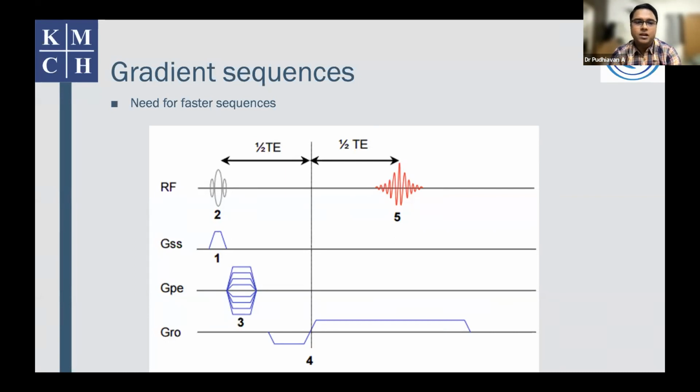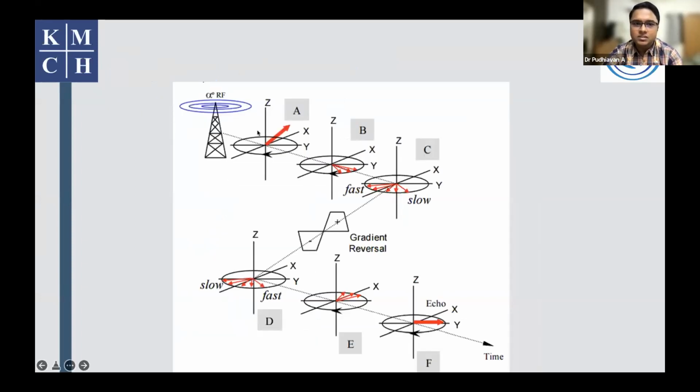For that purpose, we brought about gradient echo sequences, which use gradient reversal to produce an echo instead of a 180-degree pulse. What happens here is that an RF pulse is given. You can notice that here it is not given as a 90-degree pulse, but rather an alpha. Alpha is nothing but the flip angle. It can be a 90-degree pulse, a 40-degree pulse or a 20-degree pulse, so it can vary from 1 to 180 degrees. We will just assume that this is also a 90-degree pulse.